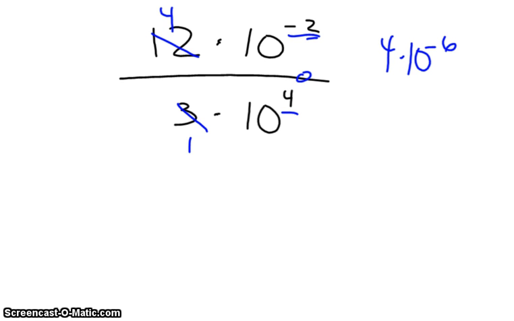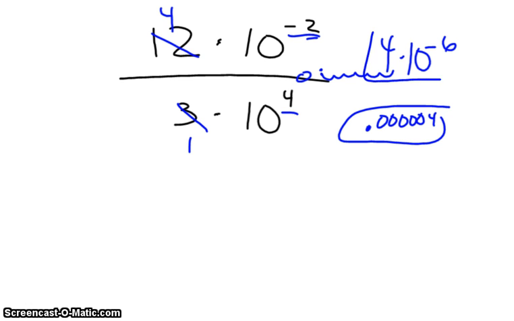If I'd like to see how this would look in standard notation, I would have my decimal point. And then I had to move this 6 spots. So that would be 5 more zeros. 1, 2, 3, 4, 5, with a 4 at the end. But the answer we want it written as is 4 times 10 to the negative 6.